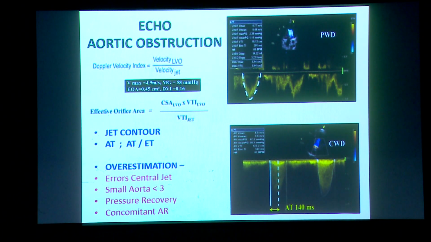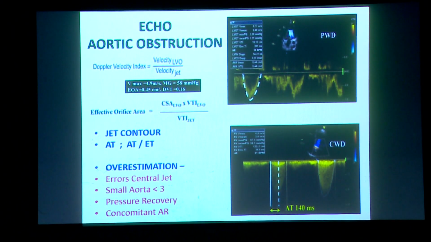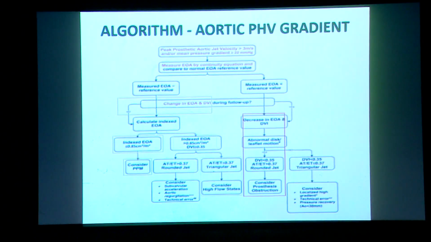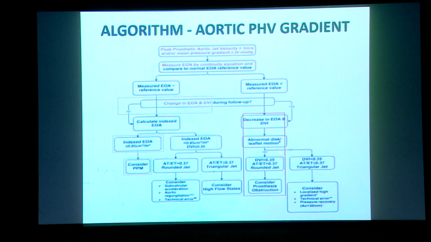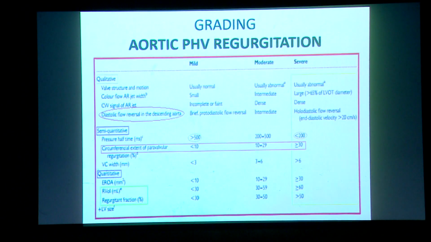What happens if there's low EF? Then you will have lower gradients and the acceleration time alone might not be enough. So we have to do a ratio between the acceleration time and the ejection time. This is the algorithm. Indexed orifice area is used to get PPM. Structural valve defects, along with DVI and these parameters, show that it's an intrinsic defect. If the DVI is normal and the gradient is still high, it just shows transvalvular gradients are higher.